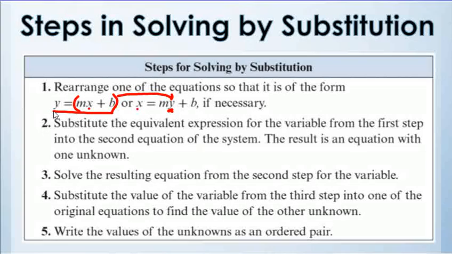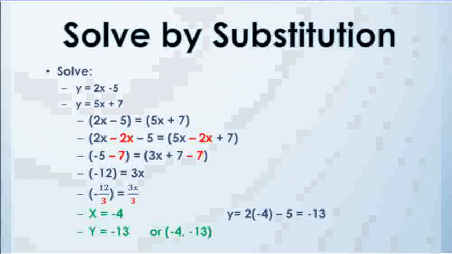Step 3 is solve the resulting equation from the second step for the variable. So you need to find out what that one variable equals. Once you find out the value of one of the variables, step 4 says substitute that value of the variable from the third step into one of the original equations to find the value of the other unknown. And then step 5, write your values of the unknowns as an ordered pair. So let's take a look at an example.